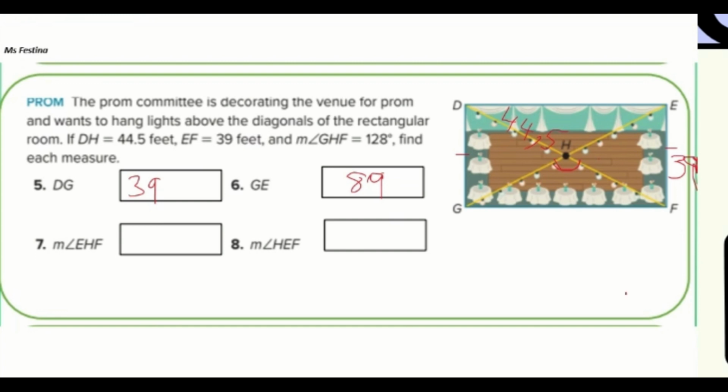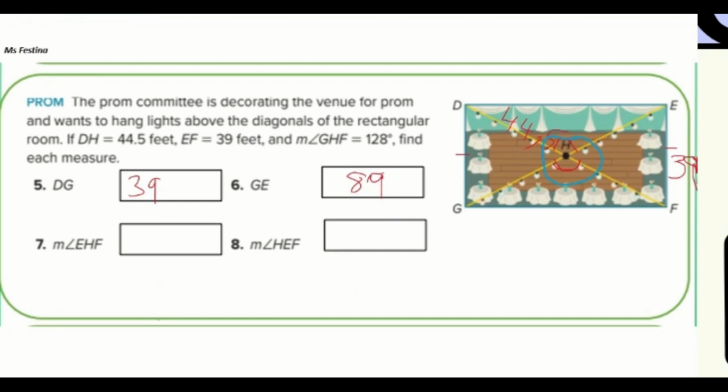Then let's look at the angles there. So we have information that angle GHF is equal to 128. So that means angle DHE will also be equal to angle GHF. Why? Vertically opposite angles. Okay. But we know that all these angles at the center here must add up to 360, because they form a revolution.